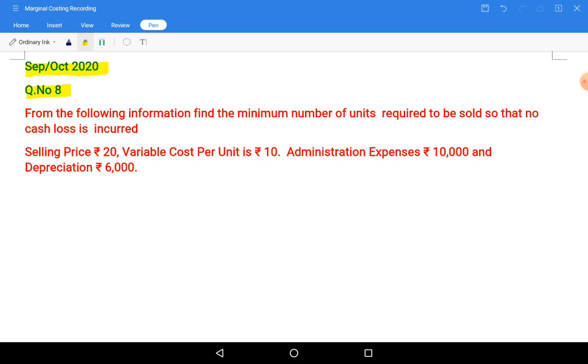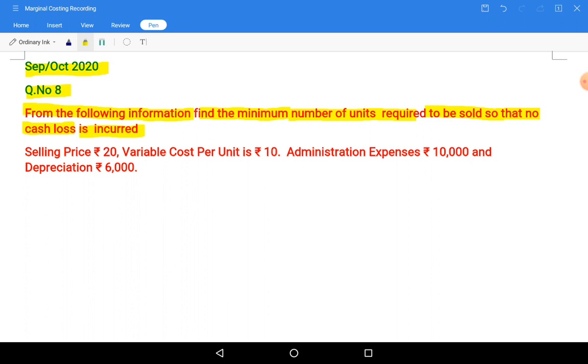See, sometimes they will confuse you with the words in the question. This is that type of question, so that is why I'm making this. Though it is a short question, I'm making a video for it. From the following information, find the minimum number of units required to be sold so that no cash loss is incurred. There should not be any cash loss.